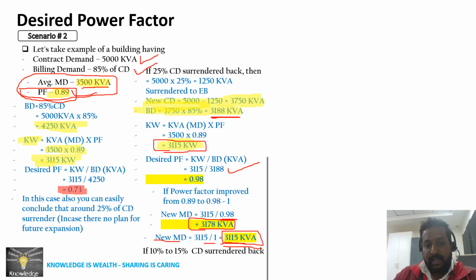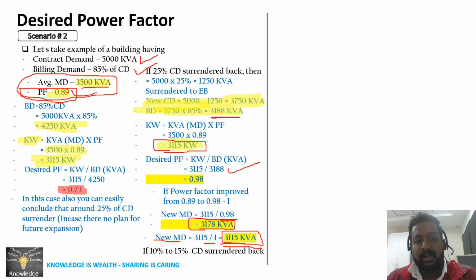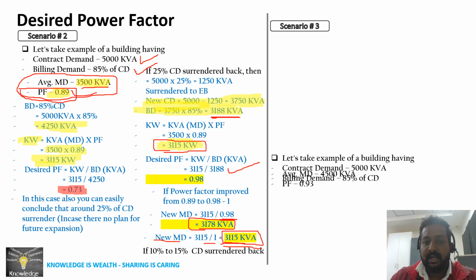So let's take one more example, one more scenario. I already told you we will be discussing more case studies, for your better understanding of how our demand charges will be, how our contract demand versus power factor will be, how to optimize energy and how to maintain our maximum demand within the limit. So I will be doing more case studies for better understanding. So let's go for the last case study, scenario 3.